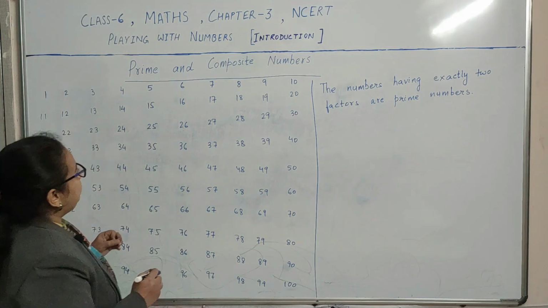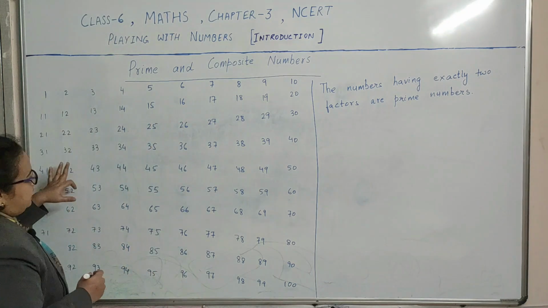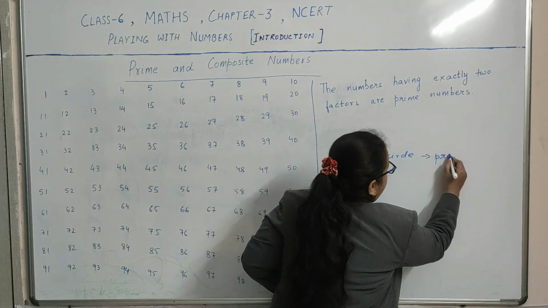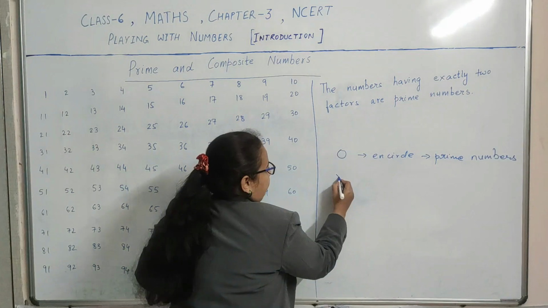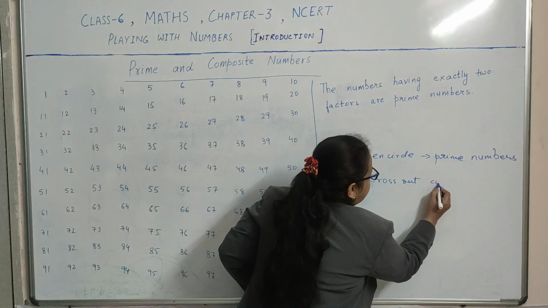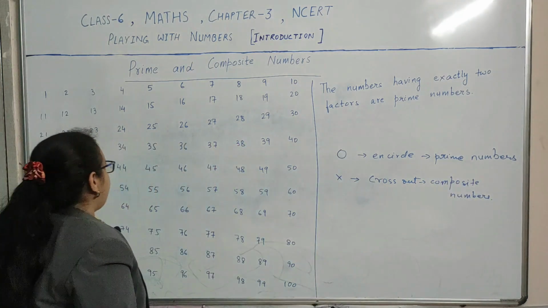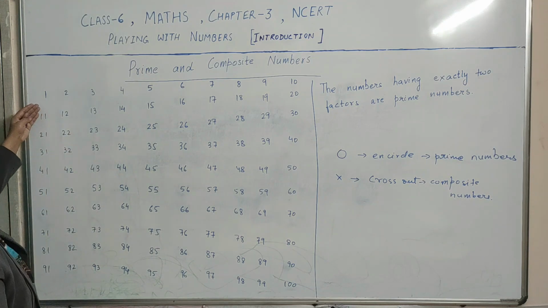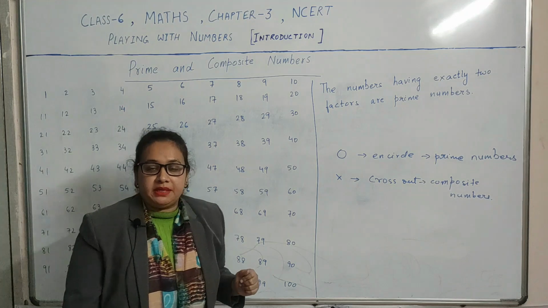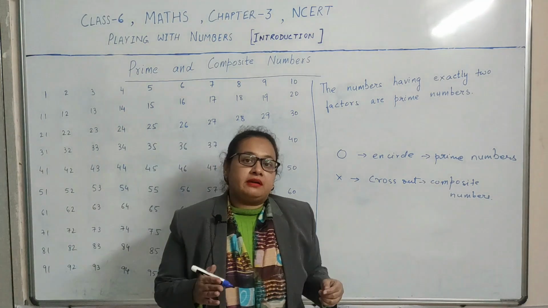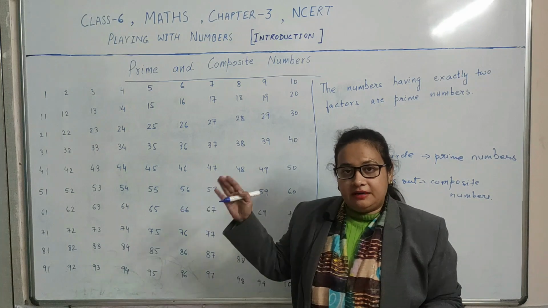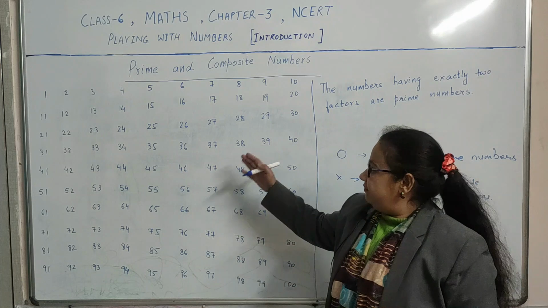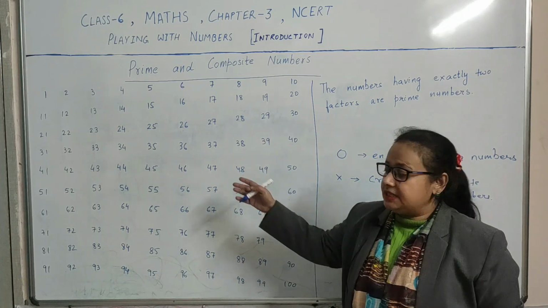See, what we will do, we will encircle the prime numbers among these numbers, and we will cross out the composite numbers. So we are going to learn the method by which we can find the prime numbers from 1 to 100 with an easier method. We don't have to find the factors of each number one by one and then find the prime number.